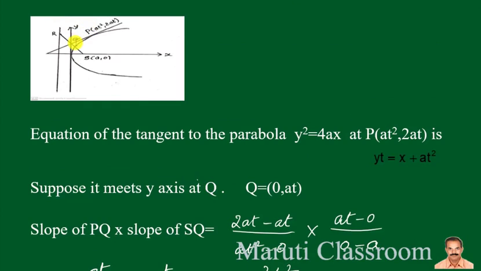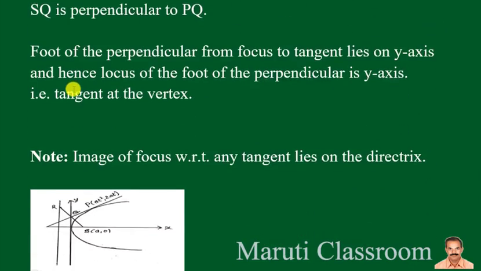So if SQ is perpendicular to PQ, Q is the foot of the perpendicular from S to PQ. And this Q lies on the y-axis, therefore the foot of the perpendicular from the focus to the tangent lies on the y-axis. Not only this one; if you take any tangent to the parabola, the foot of the perpendicular from the focus to the tangent lies on the y-axis, meaning all the feet of the perpendiculars from the focus to tangents lie on the y-axis. Therefore the locus of the foot of the perpendicular is the y-axis. Y-axis means the tangent at the vertex.